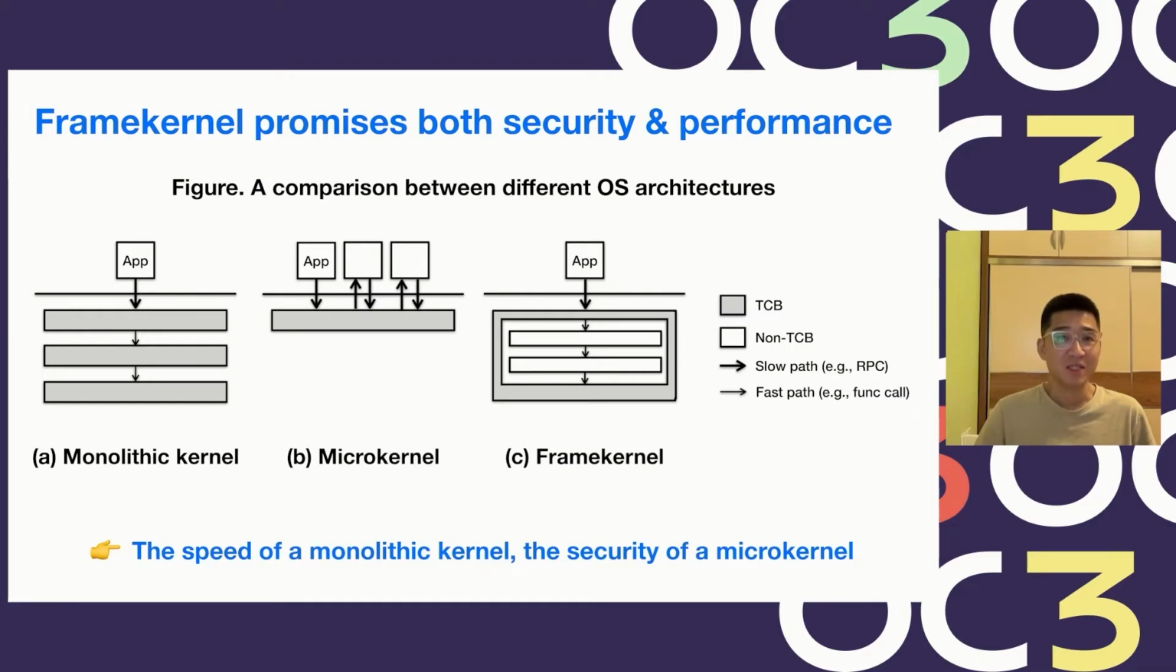To understand the advantage of a framekernel, let's compare it with a monolithic kernel and a microkernel. Now that we have restricted the scope of unsafe Rust, the memory safety of a framekernel can be reduced to that of the OS framework. This gives us a minimized TCB, like a microkernel. On the other hand, the single address space allows different parts of a framekernel to communicate with the most efficient means, like function calls and shared memory. So the efficiency of a framekernel is on par with that of a monolithic kernel.